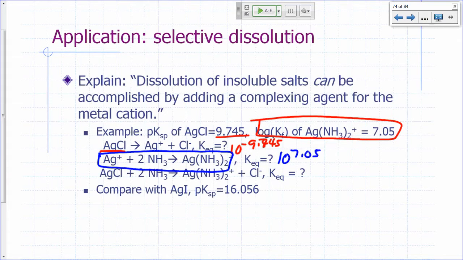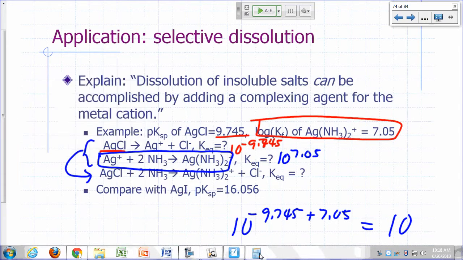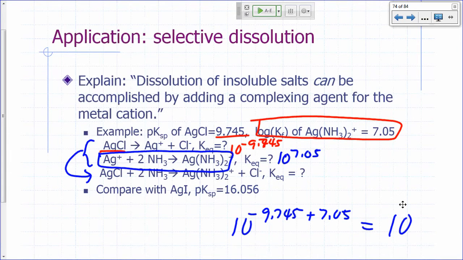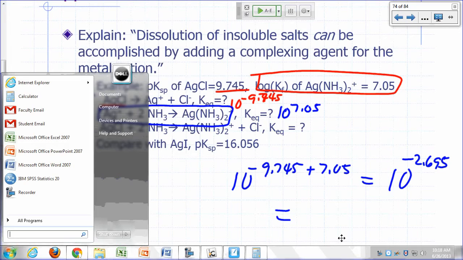the 7.05. So if you combine these two reactions to get the overall reaction, the KEQ would be 10 to the negative 9.745 plus 7.05. That's going to be equal to 10 to the negative 2.695. Okay, that's somewhat small, but that's big enough to cause your silver chloride to dissolve.